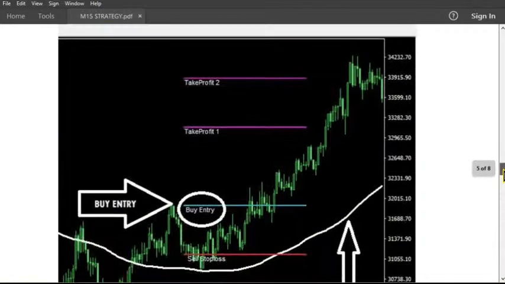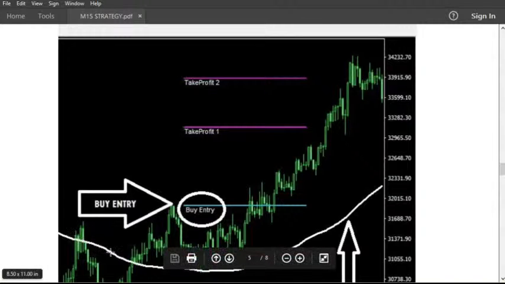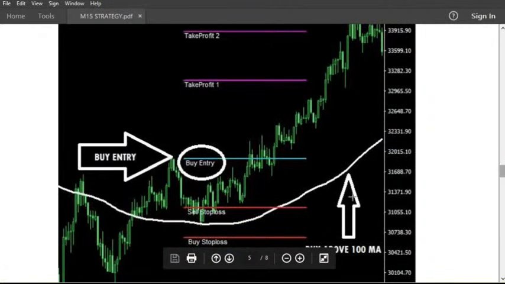All right, so here's an example of this in picture form. As you can see, let's go over it. For you to buy, the price must be above this white line, which is the 100 period moving average. This indicates to you that this is a bullish market if the price is above the 100 period moving average. And as you can see, the buy entry is triggered there.